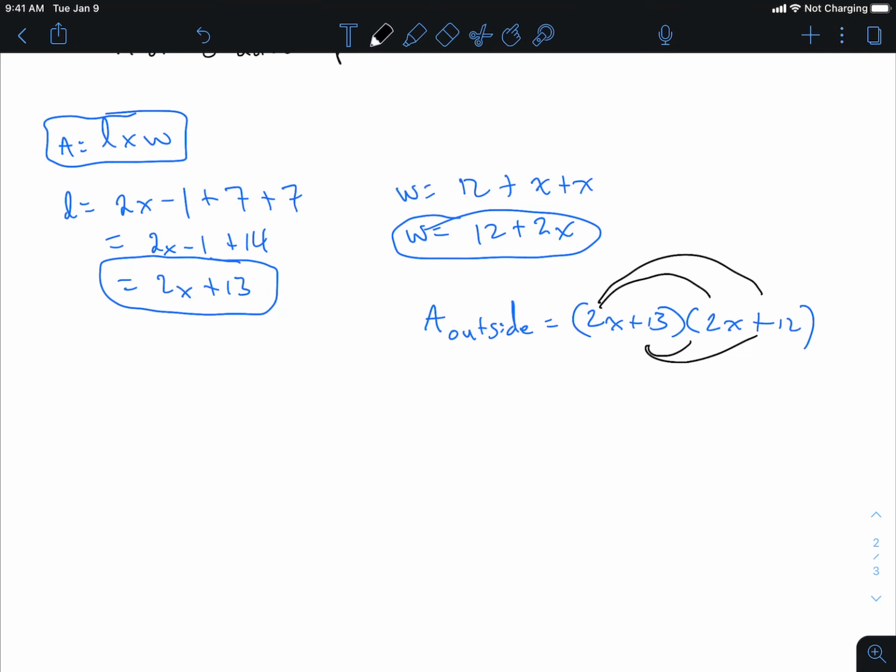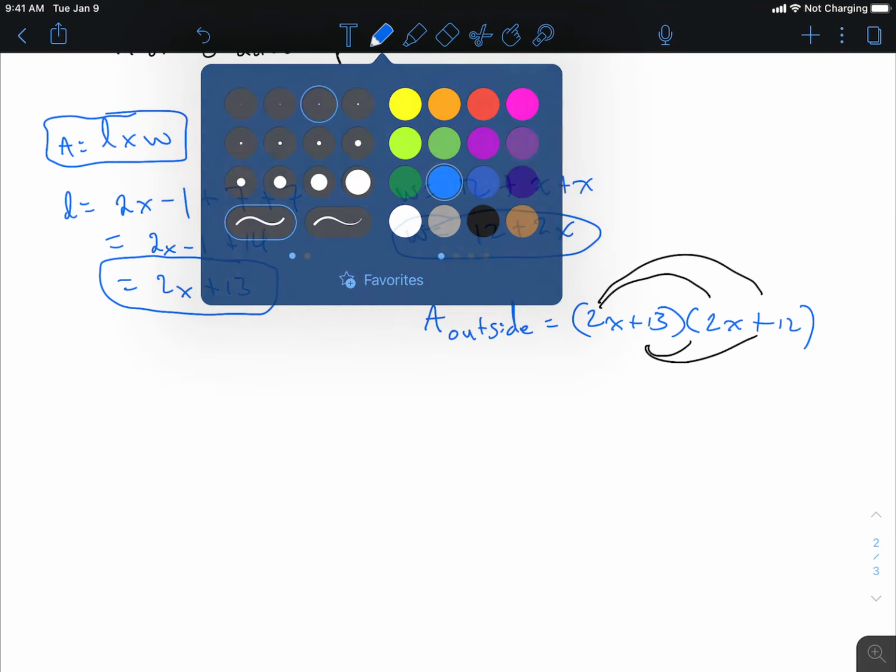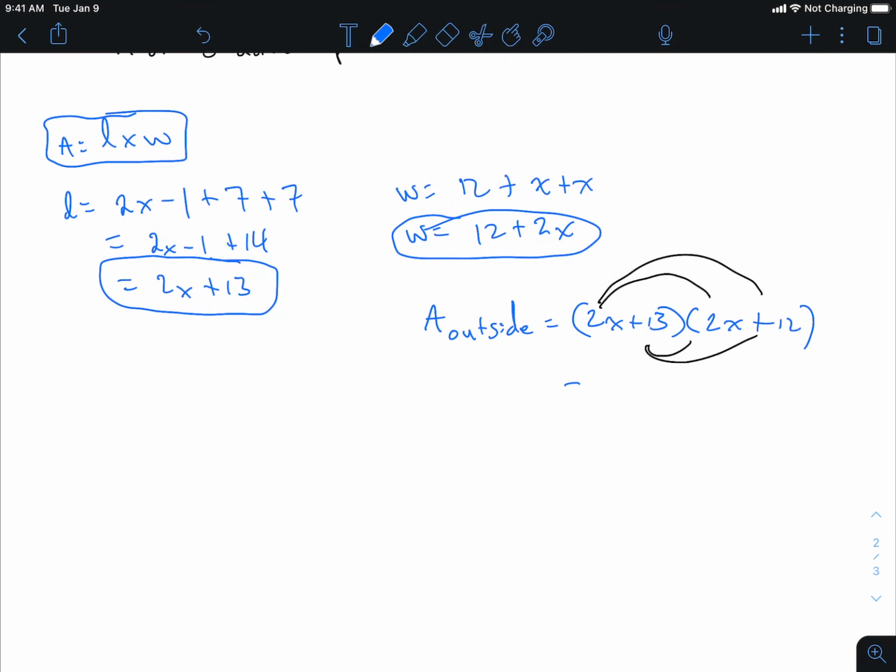Okay, so all you're going to do here is expand and collect like terms. 2x times 2x. This is what I mean. You guys have the skill to do this. There's just a little bit of thinking now. Right? 2x times 2x is 4x squared plus 24x plus 26x. What's 13 times 12? 156, okay? Collect the two terms in the middle, and then you're done with this part of the question.